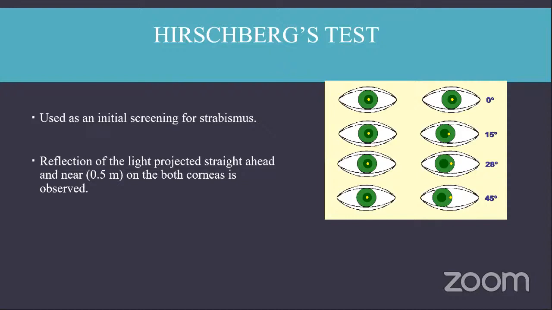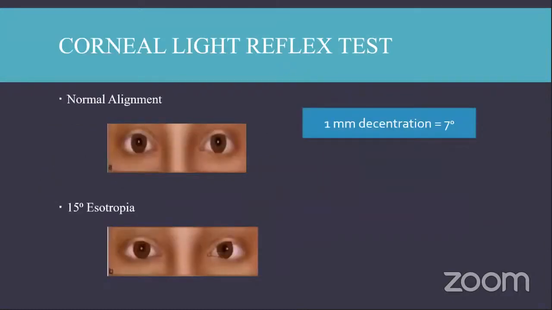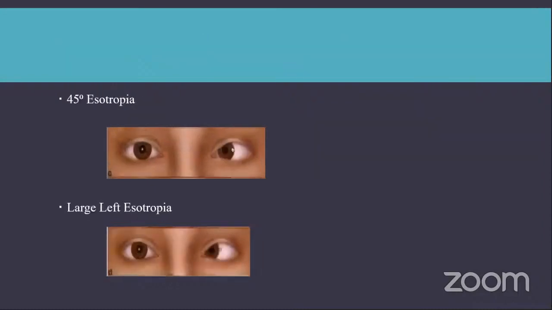If it is displaced nasally, it means that there is an exodeviation. And similarly, it can be displaced superiorly or inferiorly in vertical deviations. This test can also be used to quantify the amount of deviation based on the assumption that 1 millimeter of decentration is equal to 7 degrees of deviation. So this is 15 degree esotropia, this is 45 degree esotropia, and so on.